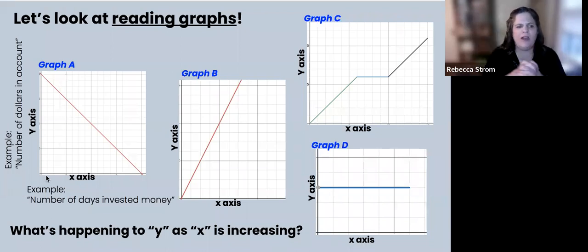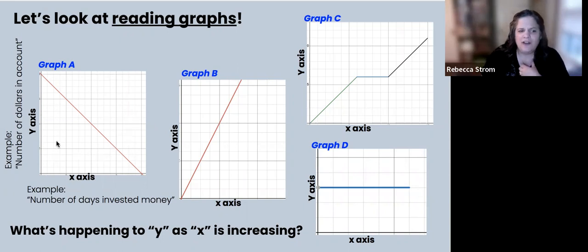So when we have our graph, we have two pieces of information. Here we have our x-axis, that's the number line that is sitting on the bottom, and our y-axis, that's the number line that looks like a thermometer, sitting up and down. And those are just places where we can record our information.